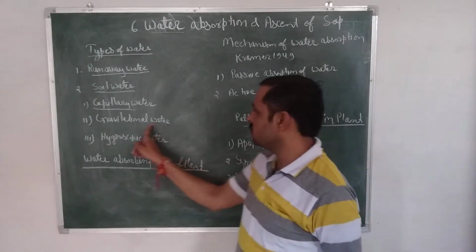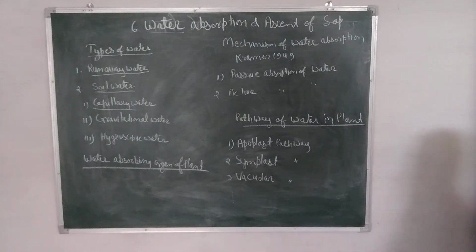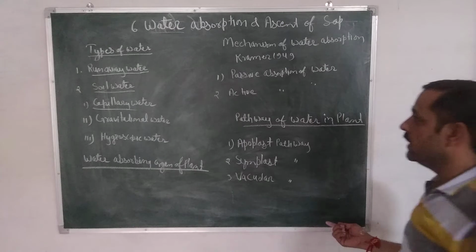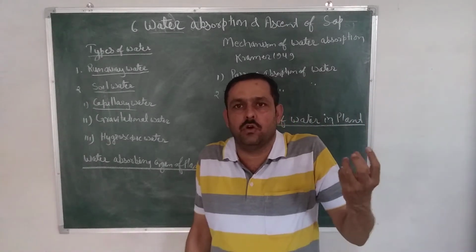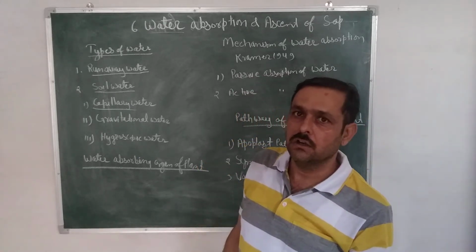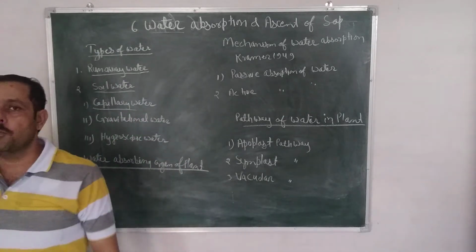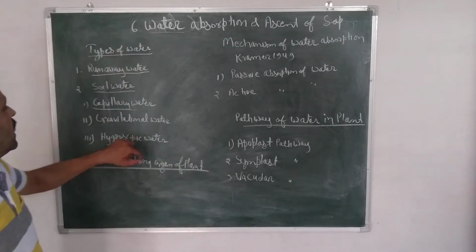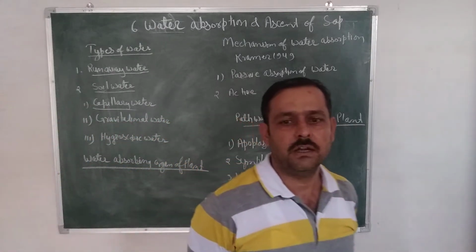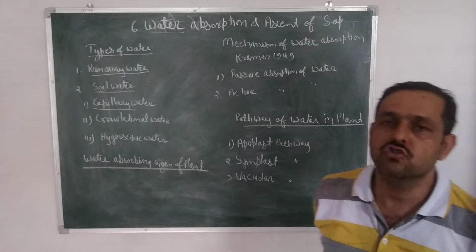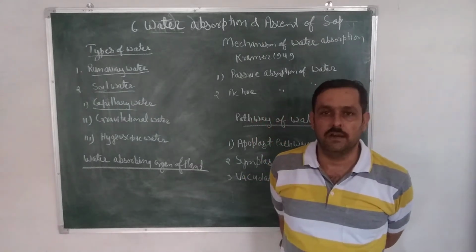Second, gravitational water. The water which we take into use is gravitational water, or we can say, by the gravitational force some amount of water goes underground. That is called gravitational water. Third type of soil water, hygroscopic water. What is hygroscopic water? The water which is absorbed by soil particles is called hygroscopic water.